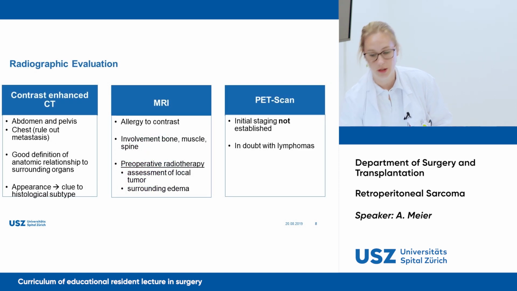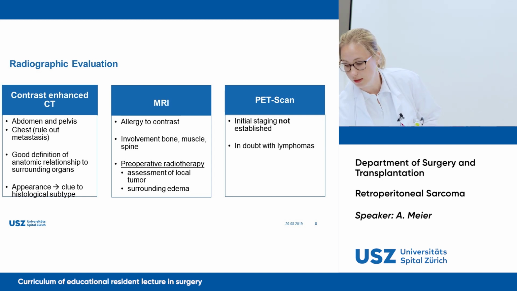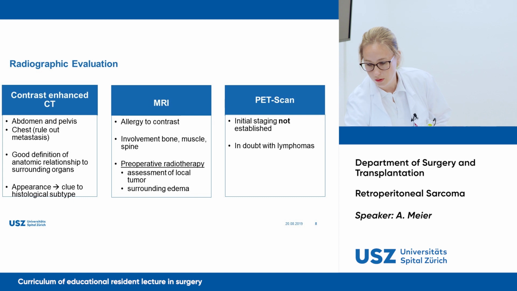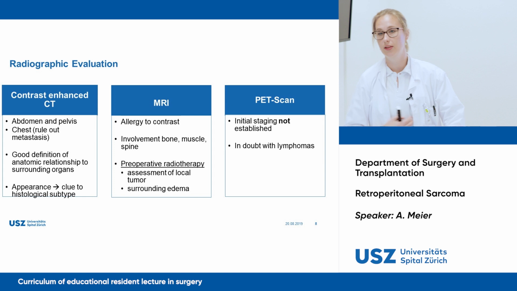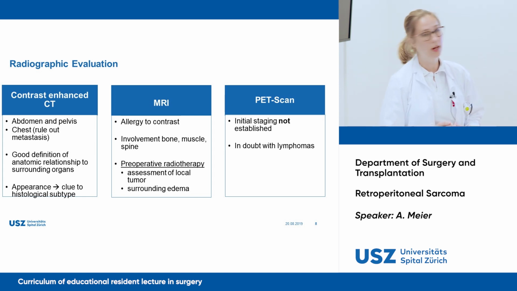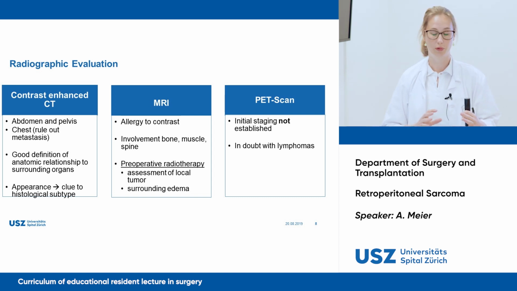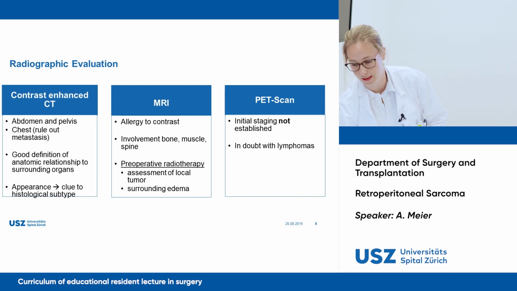For the radiographic evaluation, we can have a contrast-enhanced CT scan, an MRI, or a PET scan. Most common is the CT of the abdomen and pelvis and chest. The abdomen and pelvis show where the mass is lying and what size it is. The chest is more or less a rule-out of metastasis. There is a good definition of anatomic relationships to the surrounding tissue, so we can get an impression of where it's lying and what the connecting parts are. And often the appearance of the tumor gives a clue to which histological subtype it might be. I will come to this later.